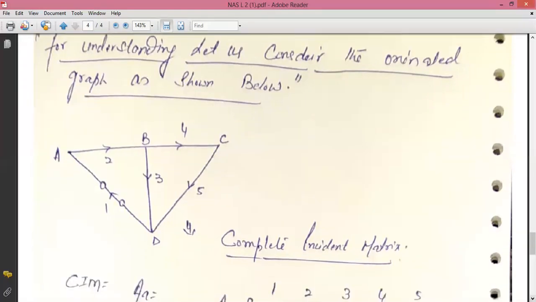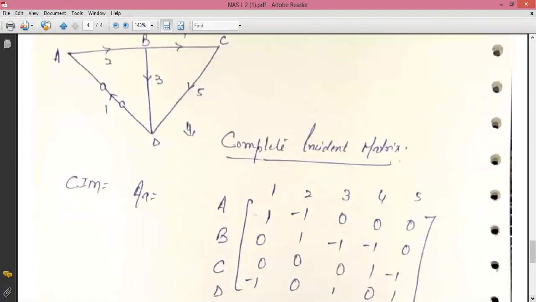Now you can see this is the oriented graph that I have constructed from the circuit. Is it the same? Yes, sir. Okay. Now after watching this oriented graph, this oriented graph comes from the ordinary graph, and the ordinary graph comes from the circuit. Now if you have an oriented graph, you can obtain its CIM. How? You can write down this CIM is equal to A_a. What you have to do: column wise you have to write down A, B, C, D, these are the nodes, and row wise you have to write down 1, 2, 3, 4, 5, because here we have 5 branches, 1, 2, 3, 4 and 5.